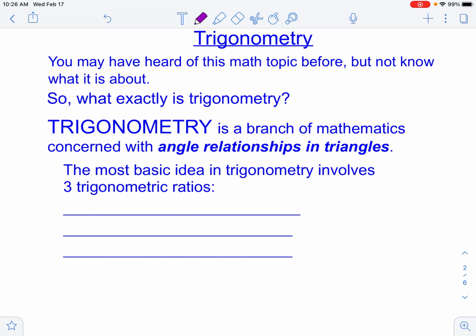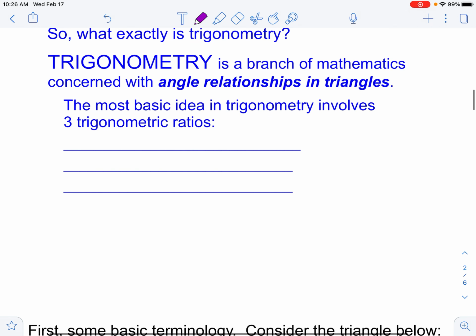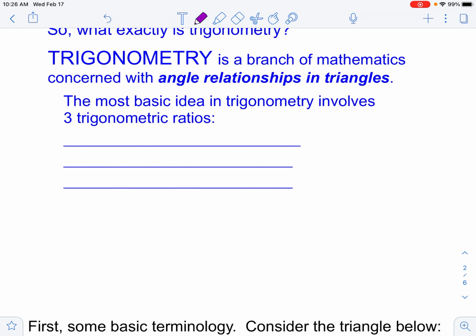What we're going to use to solve those sides is trigonometry. You may have heard of this math topic before, but not know what it's about. So what exactly is trigonometry? Trigonometry is a branch of mathematics concerned with angle relationships in triangles. The 3 most basic ideas in trigonometry involve 3 trigonometric ratios. So we're going to write down those 3 trigonometric ratios that we use in Integrated.